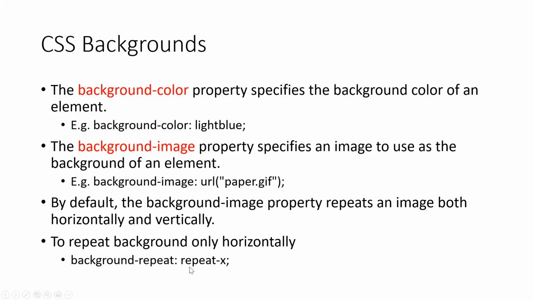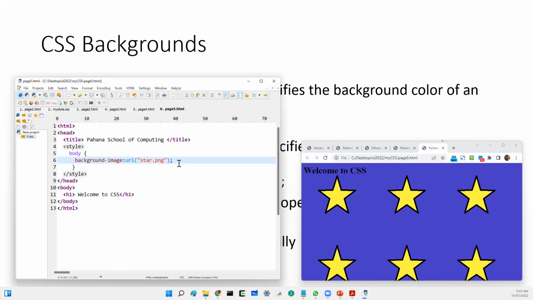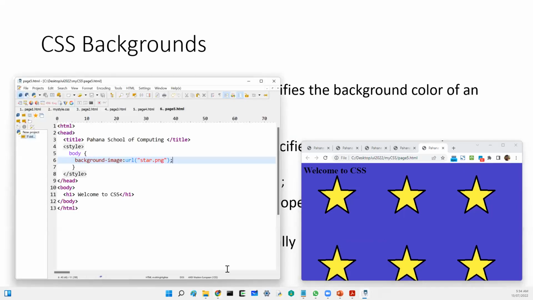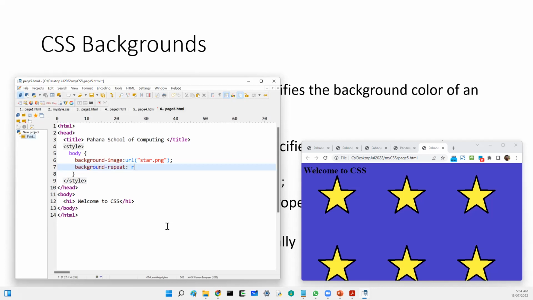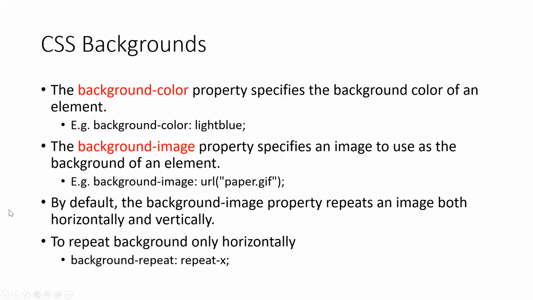Then we can change the repetition, because it's everywhere. We want to say, repeat X only, horizontally. To change only horizontally, you can see what we need to do. We say background repeat, repeat X. Once you save and refresh, you can see it's only applied horizontally. Similarly, you can say repeat Y. Yes, that's applied.